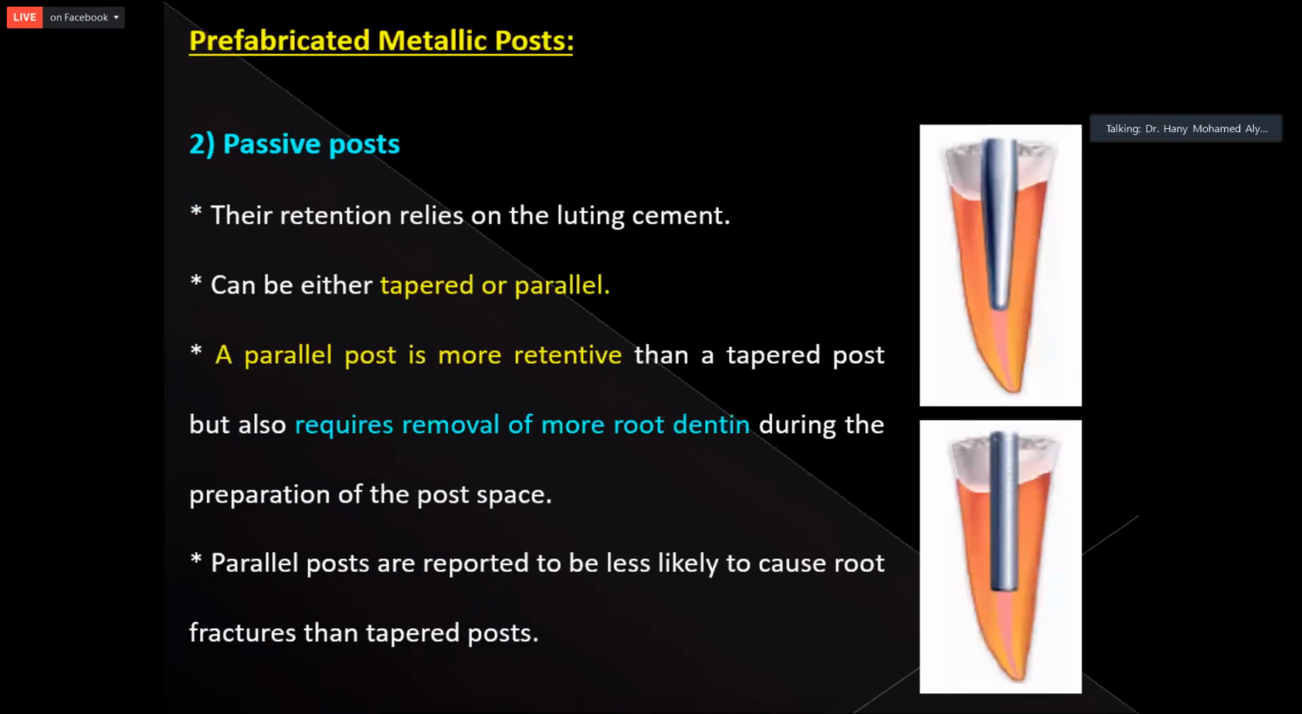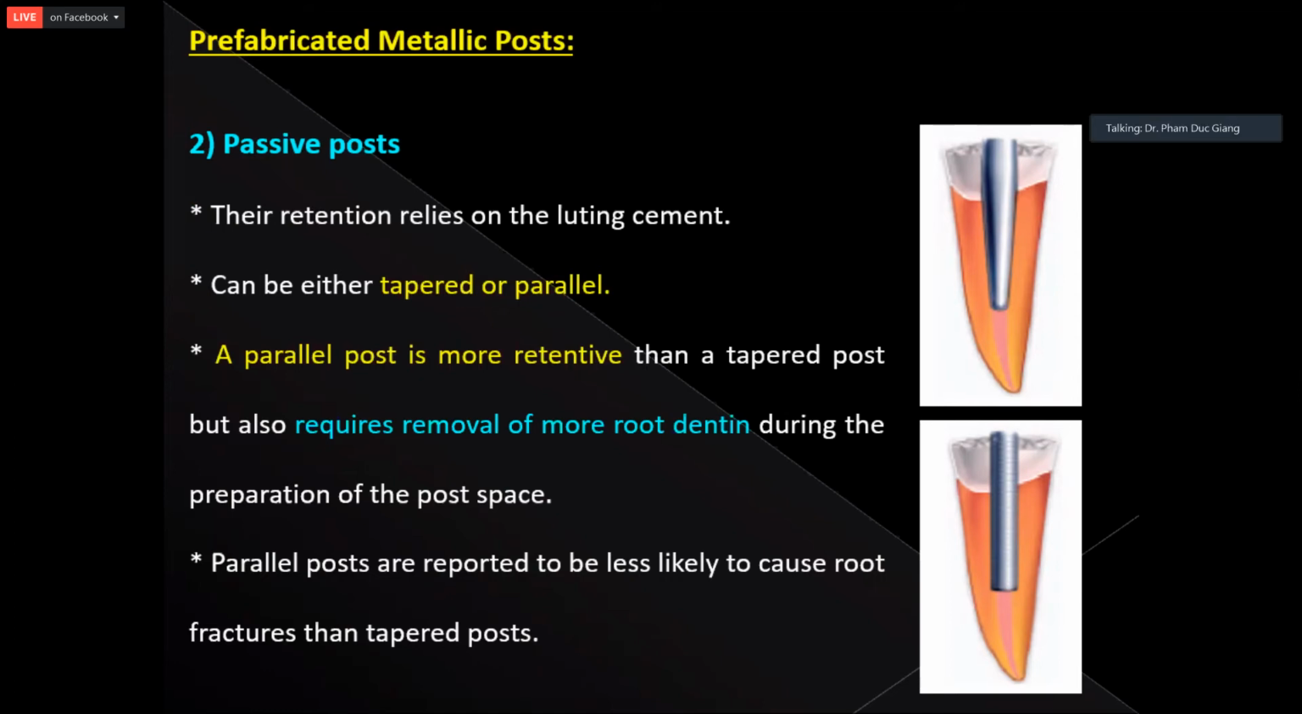The passive posts can be either tapered or parallel, and this type of posts, the parallel post provide more retention because it is a parallel sided, but however it requires more removal of dentin. And usually the passive post is more favored because it does not create much stresses compared to the active post.